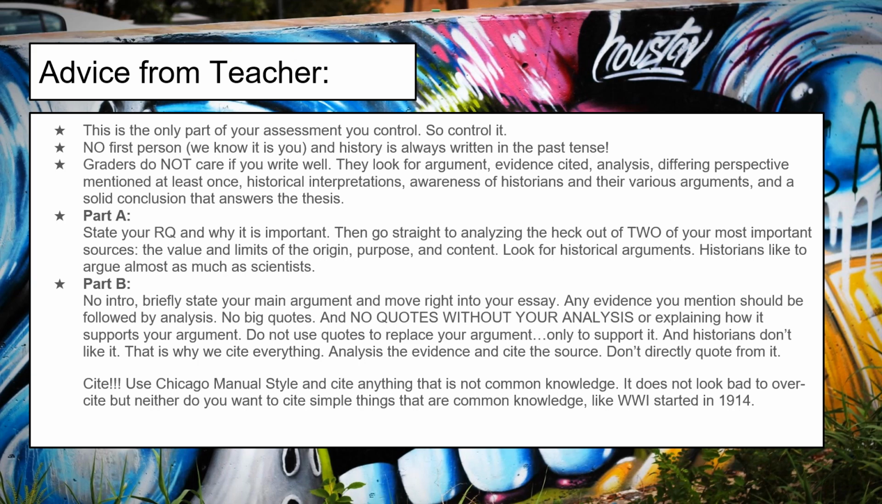We also cite everything. We use Chicago Manual style, which means you're going to use footnotes, okay? And you cite anything that is not common knowledge. It does not look bad to oversight, but neither do you want to cite simple things that are common knowledge, like World War I started in 1914. Well, yeah, maybe not everybody knows that, but it's common enough knowledge, okay? It's simple knowledge. We don't have to cite that. Okay, more advice on the next slide.